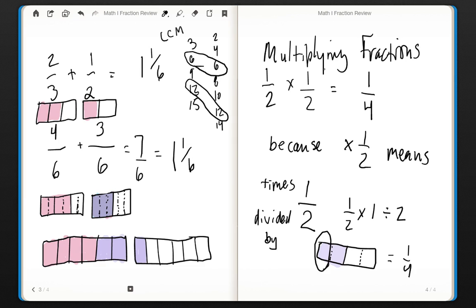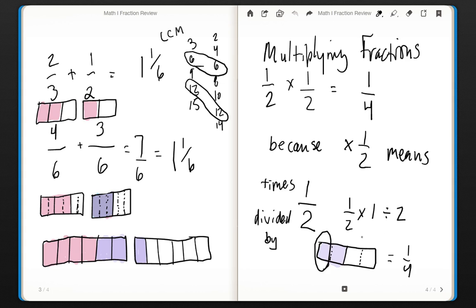Now multiplying fractions is a little bit simpler, but you do have to remember that 1/2 times 1/2 is 1/4. Because when you say 1/2 times 1/2, the times 1/2 actually means times 1 divided by 2. So that's really like 1/2 times 1, which anything times 1 is itself. So now I'm at 1/2 divided by 2.